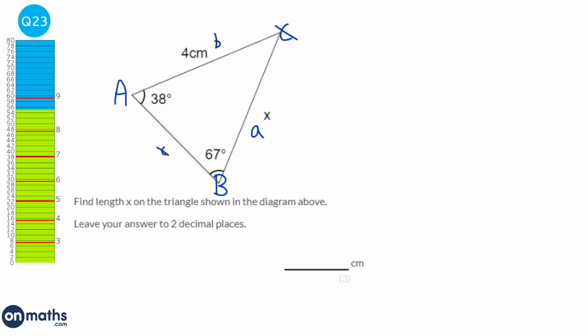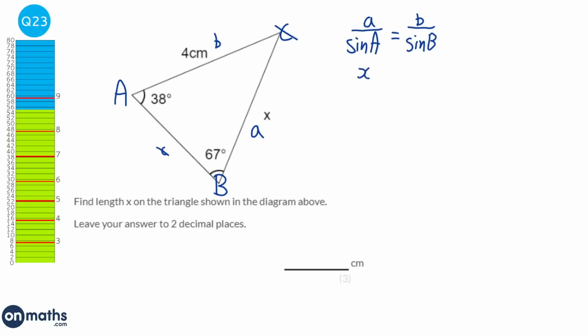Now, the sine rule is either sine A over A, or it's A over sine A. When we're looking for a length, we put the length on the top. So it's going to be lowercase a over sine capital A equals lowercase b over sine capital B. Okay, so we're going to fill in the values.